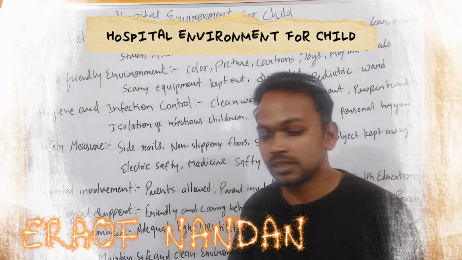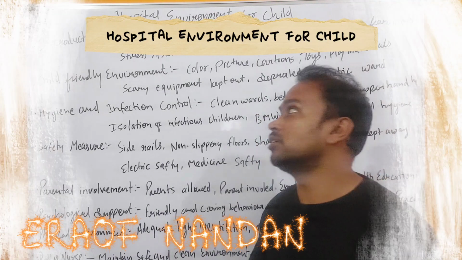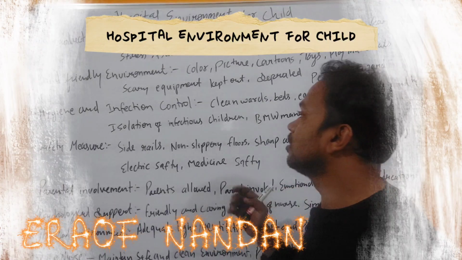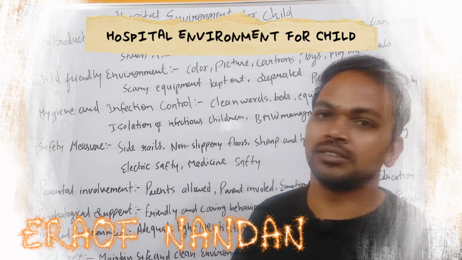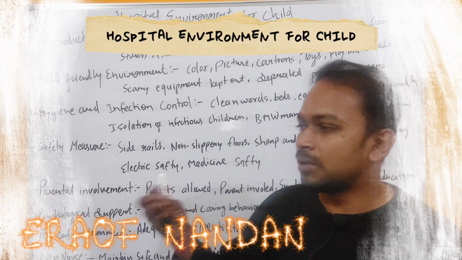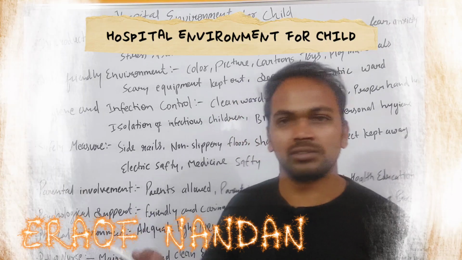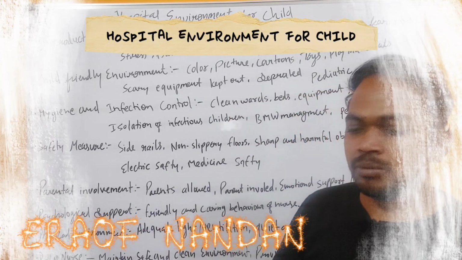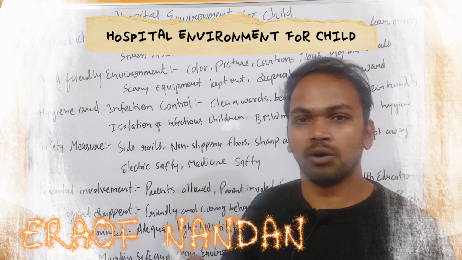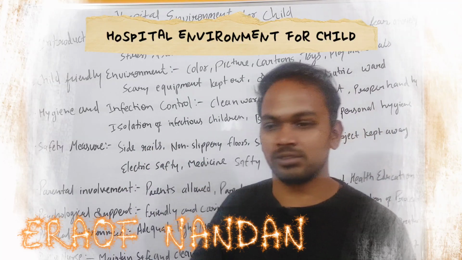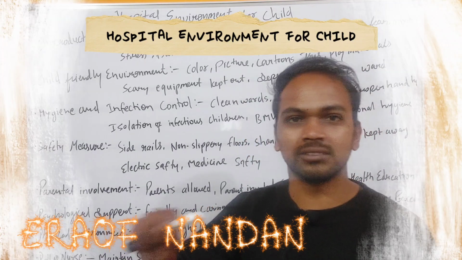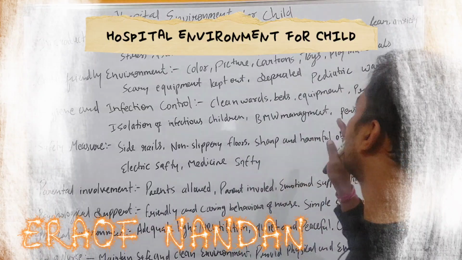Then the second point is child friendly environment. Now how can we create the child friendly environment? The first point is color, then pictures, then cartoons, then toys and play material. So the child friendly environment will be very easy. A colorful wall should be there, cartoons should be there on the wall, play material and play toys should be there. Play materials like sleeping rigs, horses for horse riding, small toys, and a three-wheeler or bike should be there. This type of play material should be there.